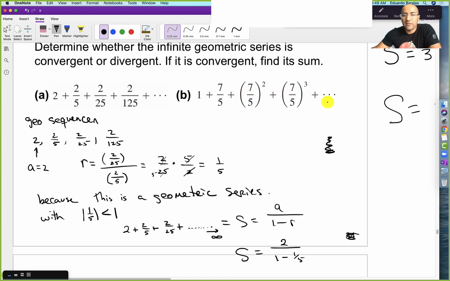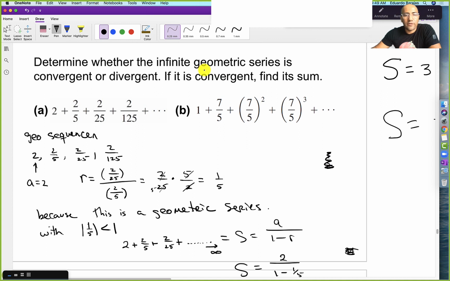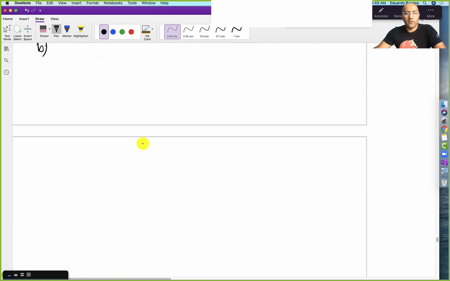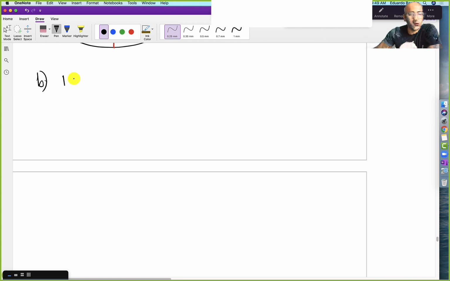Here's another infinite list of numbers. They tell us that they're both geometric. And what's the common ratio going to be? Since it's already written in this form, I can easily tell that the common ratio is going to be 7/5. Let me write it over here. Part B. I started off with 1, then plus 7/5, plus 7/5 squared, plus 7/5 to the 3rd power, plus dot, dot, dot.